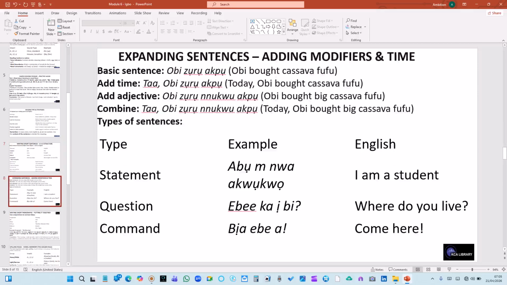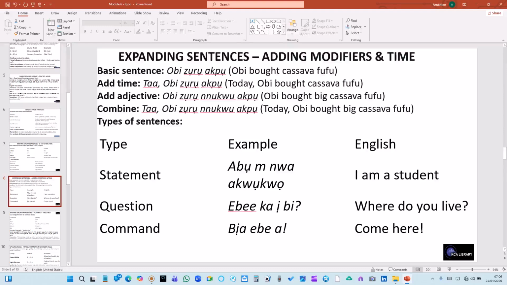Having known that, let us look at expanding sentences. That is adding modifier and time. Basic sentence, Obi zụrụ akpụ, which means Obi bought cassava fufu. Then when you add time, taa is the time. Taa, Obi zụrụ akpụ, which means today, Obi bought cassava fufu. Then add adjective, Obi zụrụ nnukwu akpụ, which means Obi bought big cassava fufu. Then combine them. Taa, Obi zụrụ nnukwu akpụ, which means today, Obi bought big cassava fufu.